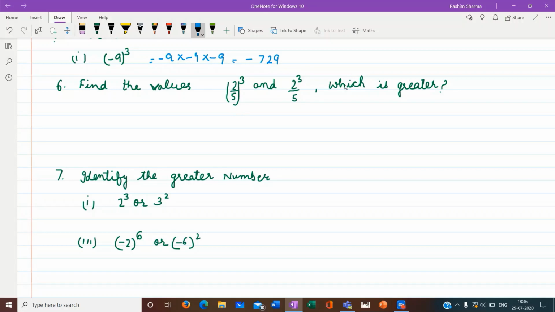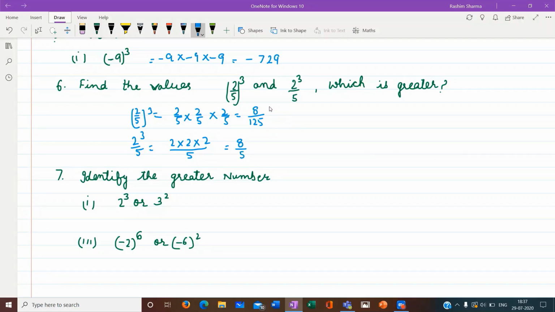Next is 2 upon 5 raised to power 3 and 2 cube upon 5. We have to find their values and then we will check which is greater. Now let us first expand 2 upon 5 whole power 3. It means 2 upon 5 is to be multiplied 3 times. That means 2 2's the 4, 2's the 8, 5 5's the 25, 5's the 125. Next we have 2 cube upon 5. It means 2 is to be multiplied 3 times, but 5 is once here. Okay, so it is 8 on 5.